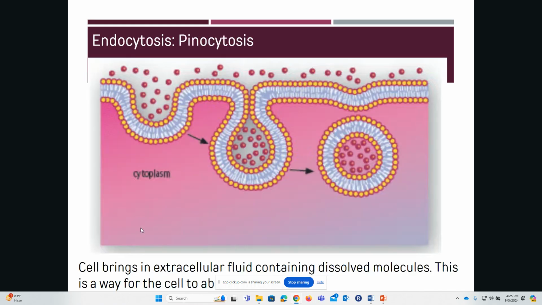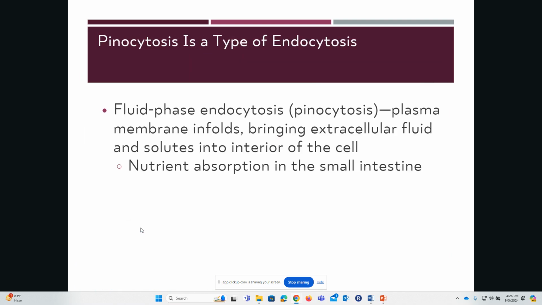So here's pinocytosis, or cell drinking. The cell is taking in solutes dissolved in solvent to form a vesicle surrounding it. Pinocytosis is a type of endocytosis, so it is active. It does use ATP, and it's going to take extracellular fluid and solutes into the interior of the cell. A great example of this is how we do nutrient absorption in the small intestine.